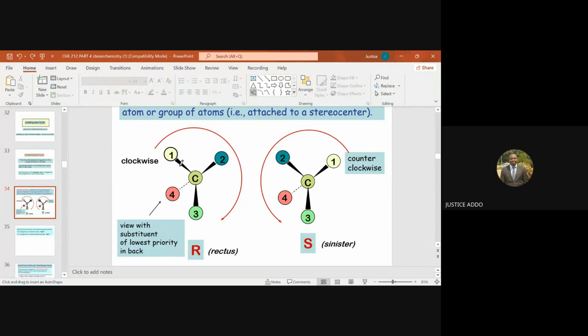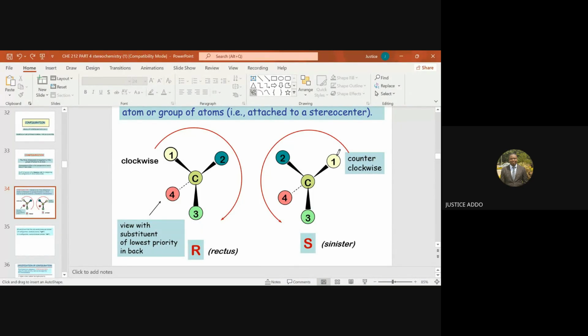But then, of course, if you try to superimpose one on the other, you realize that 2 will come and sit on 2, 1 will come and sit on 1, 4 will sit on 4, 3 will sit on 3. So at least 2 of the numbers will fit well, but the other 2 will not fit well. And that means that they are non-superimposable. And that qualifies them as a pair of what? Enantiomers.